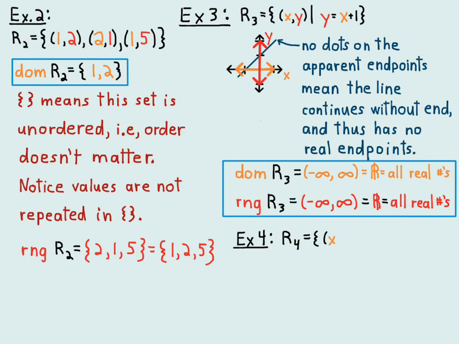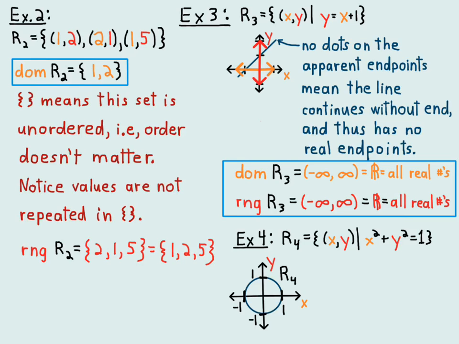Okay. Example 4. Relation 4 is the set of all points x comma y such that x squared plus y squared equals 1. Well, we already did this kind of thing. That's a circle, center at the origin, because it's x minus 0 the quantity squared, y minus 0 the quantity squared, right? With radius 1. So that's called the unit circle, actually. It becomes very important when we do trig. When I say unit circle, U-N-I-T. The unit circle is the circle of radius 1 with center at the origin.